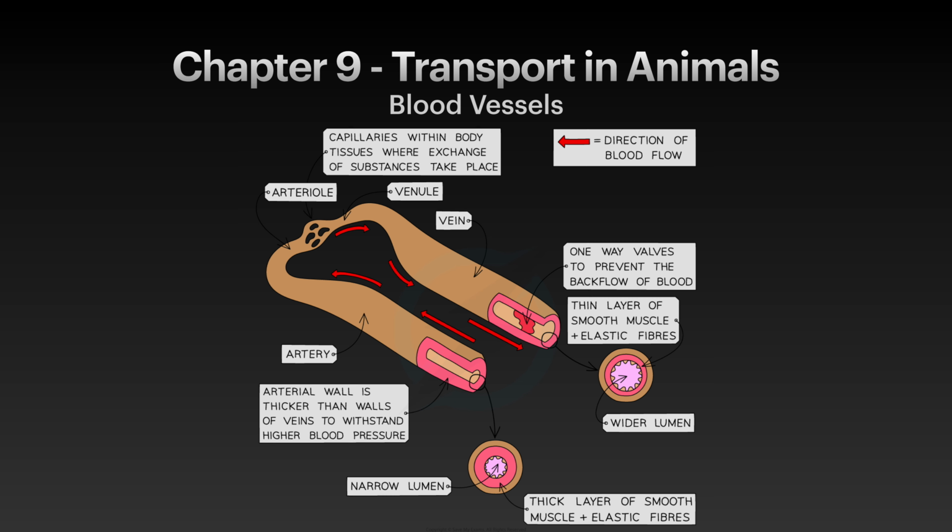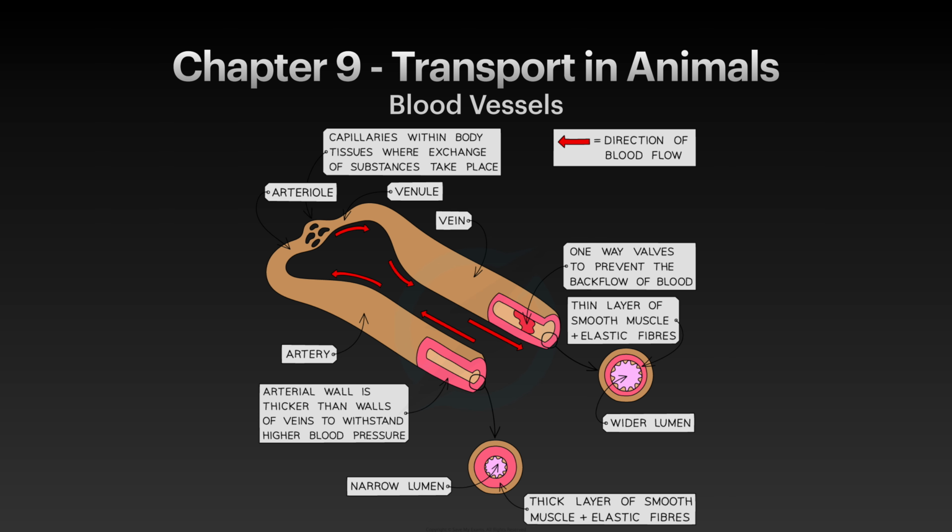Next up, we have the veins. The function of veins is to carry blood towards the heart. They have thin walls with less muscle and elastic tissue. They have a large lumen and contain valves to prevent backflow of blood. Why this structure? Because blood pressure here is low by the time it reaches them.